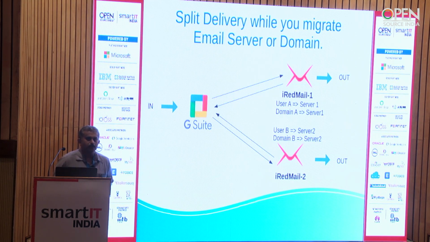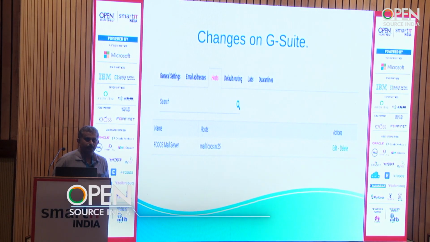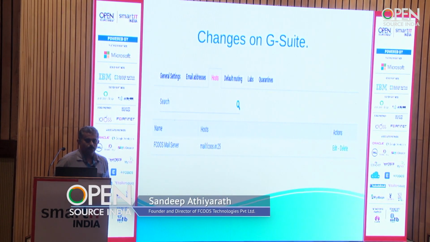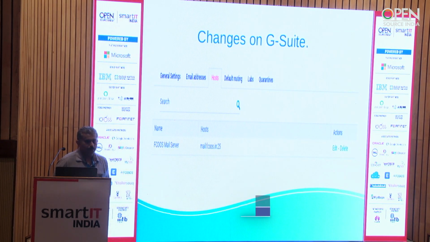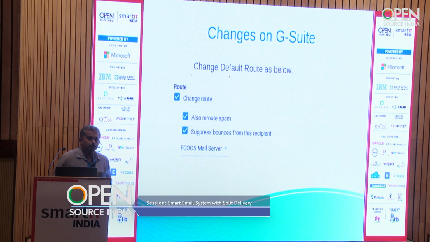So we just covered the advantages. Now we need to see how we can do this with the configuration changes. The first thing you need to do is define your email server in G Suite. On your G Suite admin panel you need to add it as a host mail server. You need to define your IP address and your ports, that's all. Once it is defined, you can make the routes.